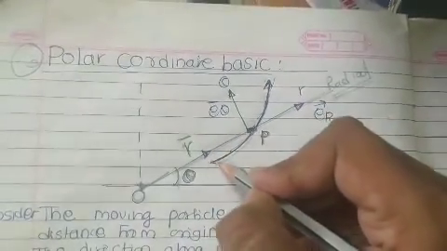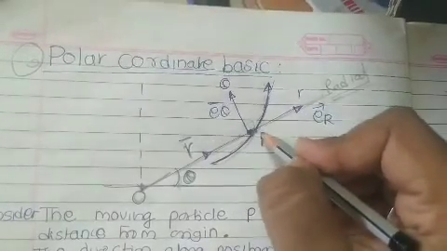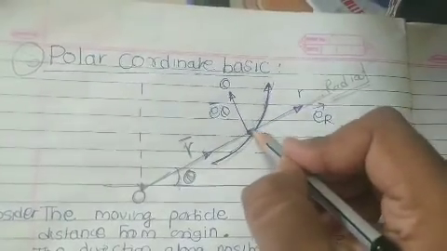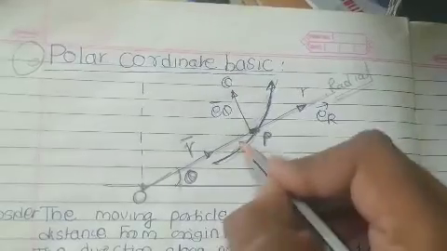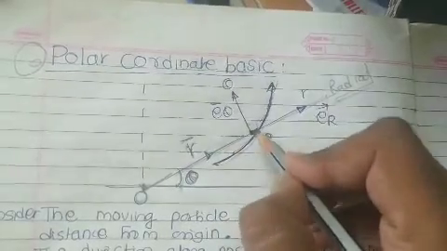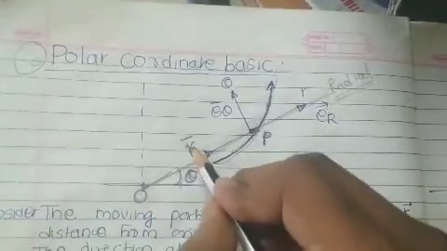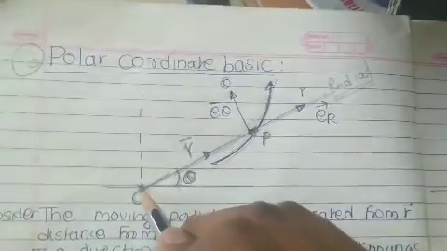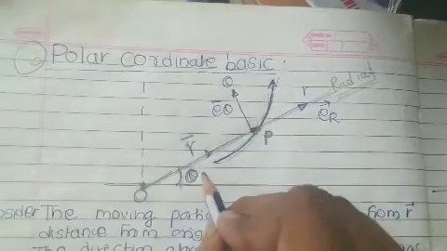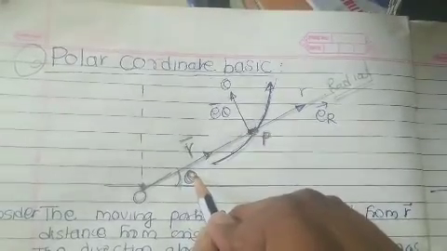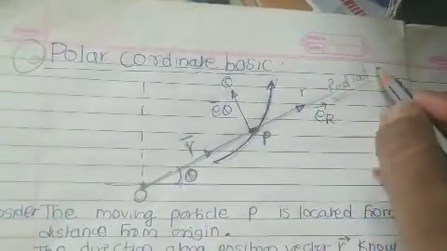Consider a particle moving along a curve. Consider a particle moving along a curve at position point P at any time instant t. The particle is located at a radial distance r from a fixed point or origin and having an angular measurement theta to the radial line. This is the radial line.